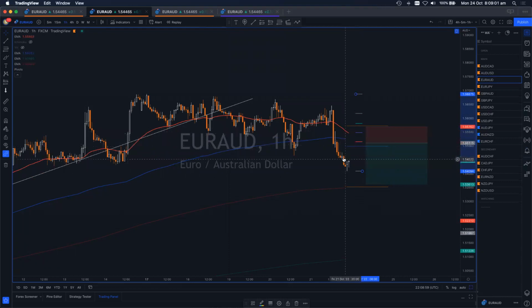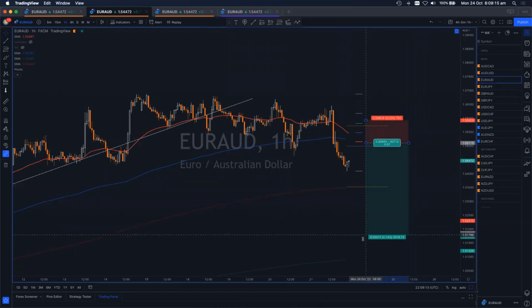What's the 1-hour 50 and the 4-hour 50 will be lining up very well with that as well. Stop go behind the 618. And as you can see, that could be a nice little trade down to the daily 20, or potentially even down to the daily 50.